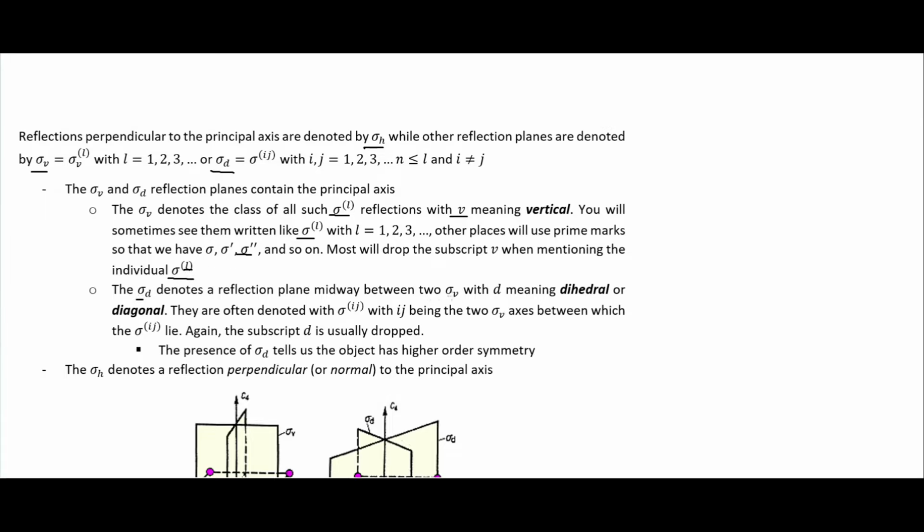Where the sigma d is one that's between two sigma v's, where the d can mean either dihedral or diagonal. They're often denoted with two numbers in the superscript parentheses, with the i and j being the two sigma v. I put axes here, but that should actually be planes between which the sigma d lies. And again, because of the context of it having two numbers up there, the d will often be dropped in the literature. So in my next video, I actually kept the v and d subscripts with these just to help tell them apart, but as a forewarning, in most of the literature you see on this, they actually drop the v and d, and you just pick up whether it has one or two numbers in the superscript parentheses, that is either a v or a d. So the presence of a sigma d tells us the object has a higher order symmetry.